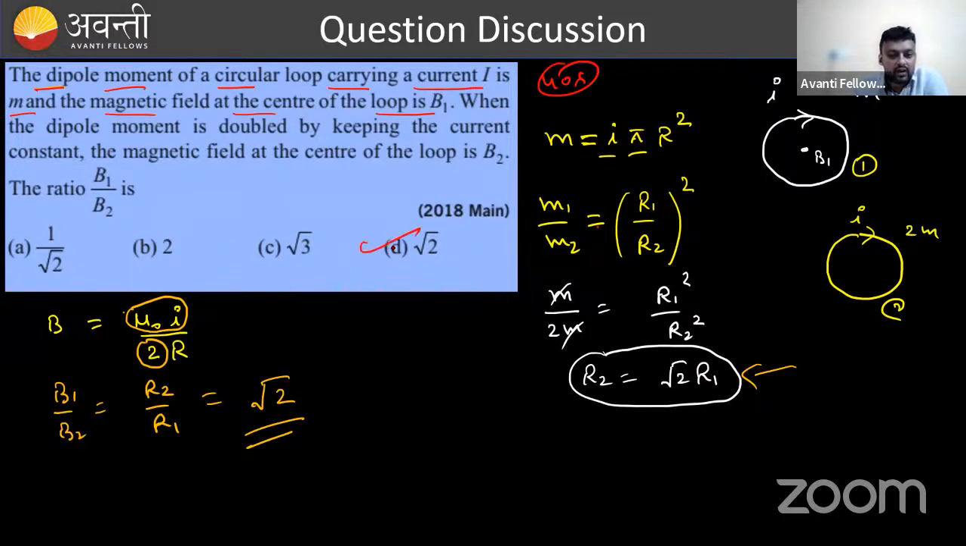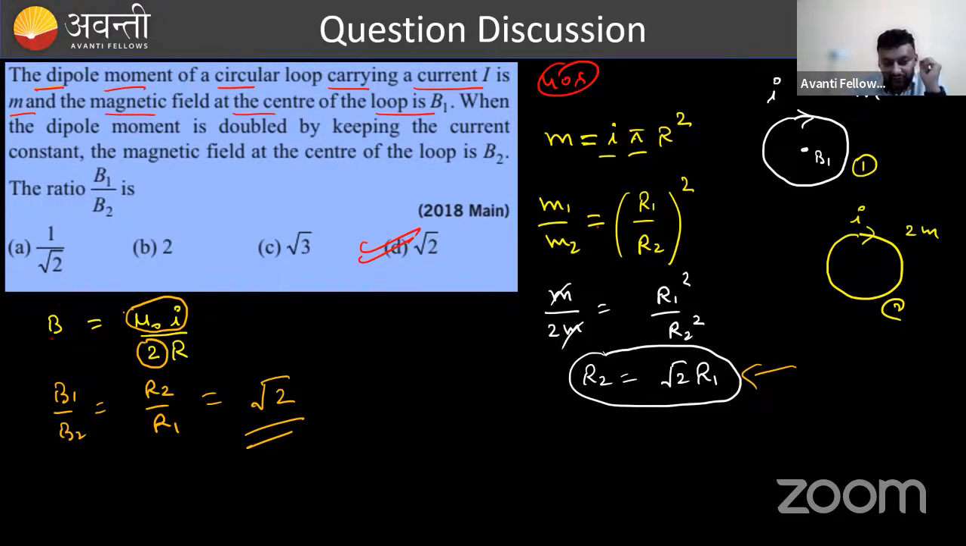Very good, JNV. I just forgot the name. JNV Gandhinagar. Very good. Correct answer. Root 2. Very good.